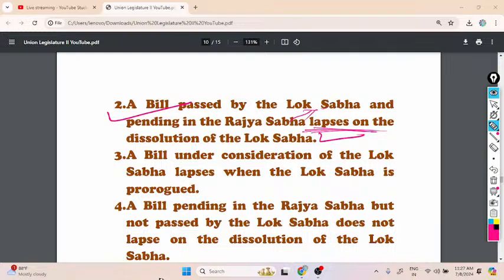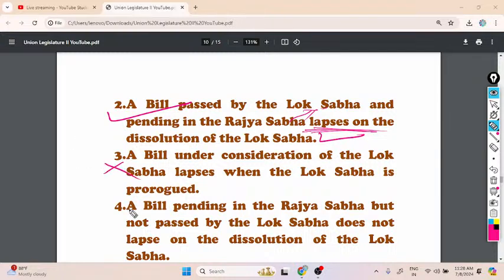So that is correct. 1 and 2 are correct. A bill under consideration of the Lok Sabha lapses when the Lok Sabha is prorogued. That is wrong. No bill lapses in the prorogation. Prorogation does not bring an end to a bill, motion, resolution, etc. Only certain kinds of notices issued by the House lapse. So prorogation does not have an effect on the introduction of bills, motions, and so on.